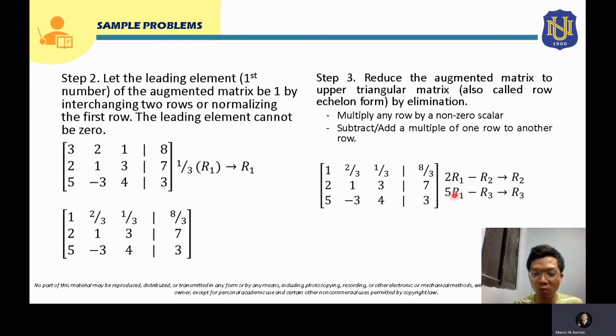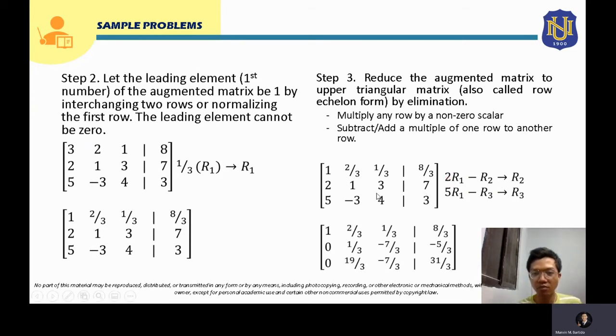And also we will multiply our first row by 5 since the coefficient here is 5. So we will multiply our first row by 5 and subtract R3 so that 5 will become 0 in the new third row of the new augmented matrix. So we will perform this. So 2R1 minus R2, that will become the new second row, and 5R1 minus R3, that will be the new third row. Okay, so performing this.